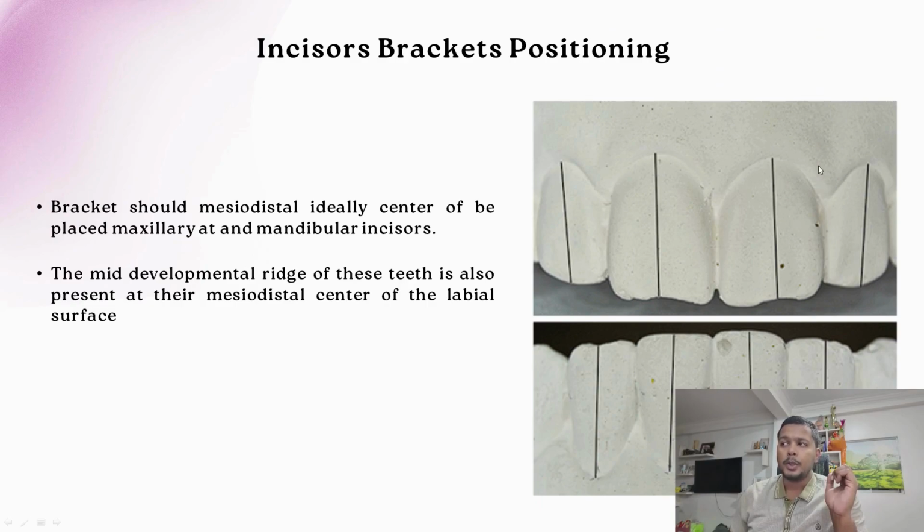You can draw an imaginary line of the incisor. If the incisor is tipped or rotated, we have to draw the line as if the tooth is rotated or tipped or angulated. So we cannot place a straight bracket on a tipped tooth. We have to place the bracket also tipped along with the tipped or rotated tooth.